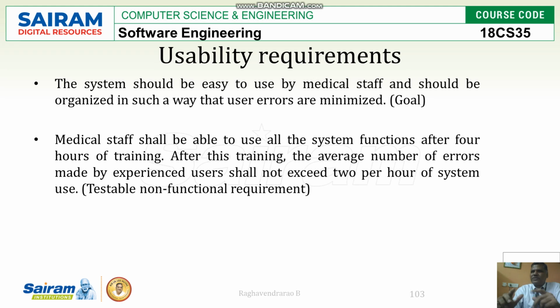Then at the time of training, maybe you are going to make some mistakes. After you complete the training, once more you are given something to type. That time your errors should be minimized. How much minimized? 2 per hour per system. So whenever you do some activities, the usability requirements are the goals, what is actually required. So even if you are going to get errors, those are going to be minimized.